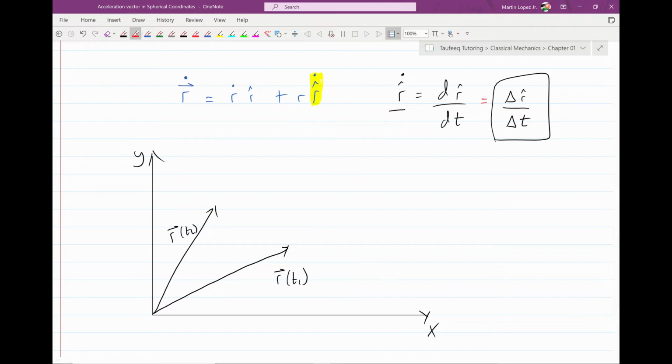Now, what do your unit vectors look like? They look like this: r hat at t1 and r hat at t2. Okay. Now, what is delta r hat? Delta r hat is really r hat at t2 minus r hat at t1.